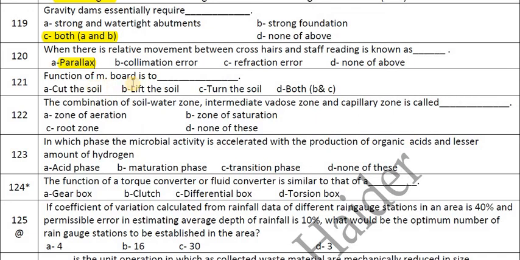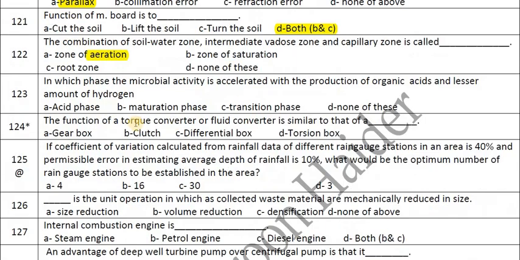Function of moldboard is to cut the soil, lift the soil, turn the soil. So its main objective is lift and turn both. The combination of soil water zone, intermediate vadose zone and capillary zone is called zone of aeration. In which phase is the microbial activity accelerated with the production of organic acid and lesser amount of hydrogen? So in acid phase, microbial activity is accelerated.